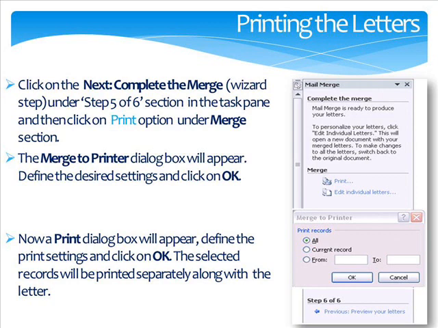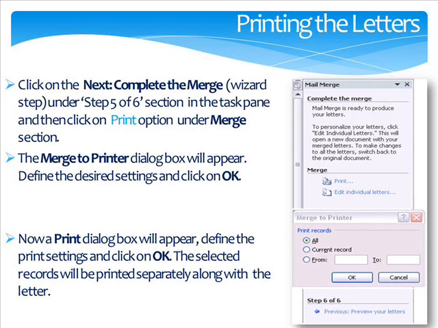Printing the letters. You can take the printouts of your letter with the merged data of your data source. In order to print the letters, follow the given steps. Click on the next complete the merge step, which is step number 5 of 6 in the task pane, and then click on the print option under merge section.